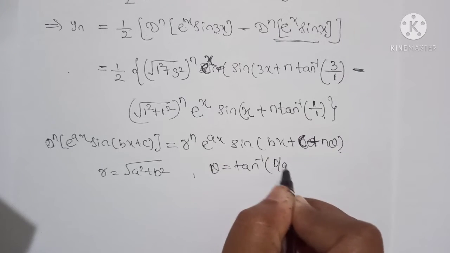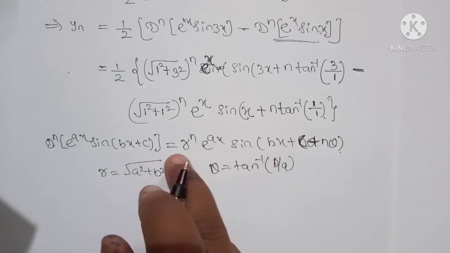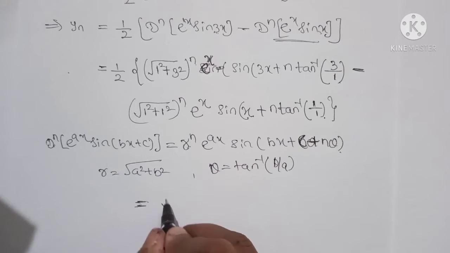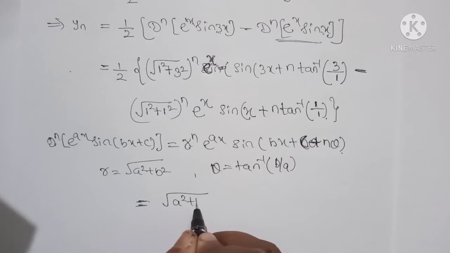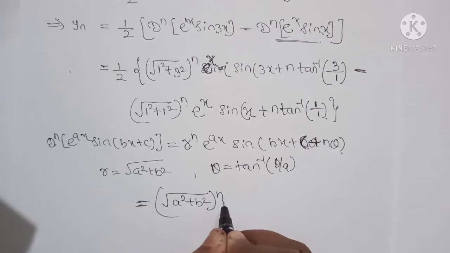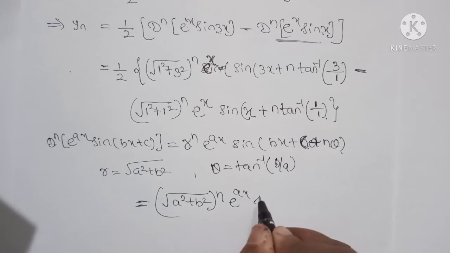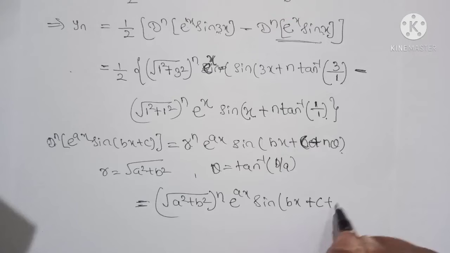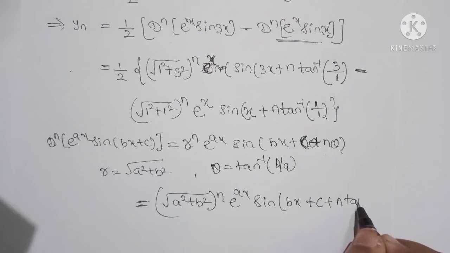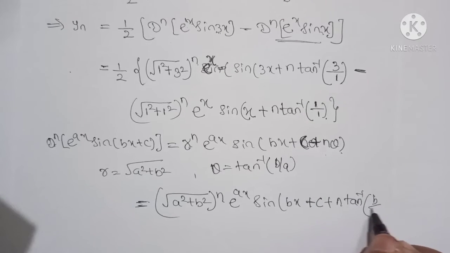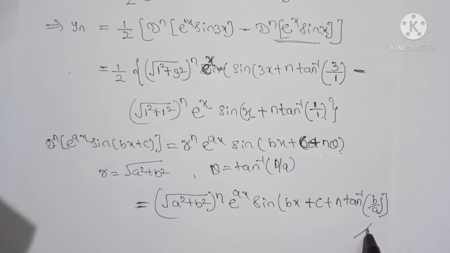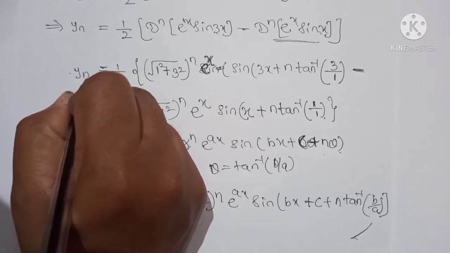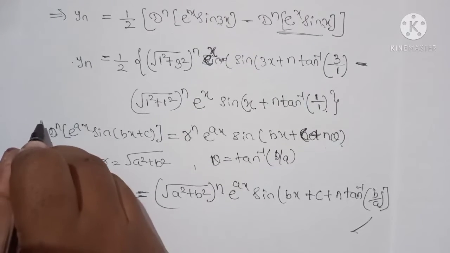So instead of writing separately this value, I have directly substituted here. That is, I have substituted the r value, a square plus b square power n, e raised to ax sine of bx plus c plus n theta, where I have substituted tan inverse of b by a. So I have directly used this form. Further simplifying y n, this is the formula.